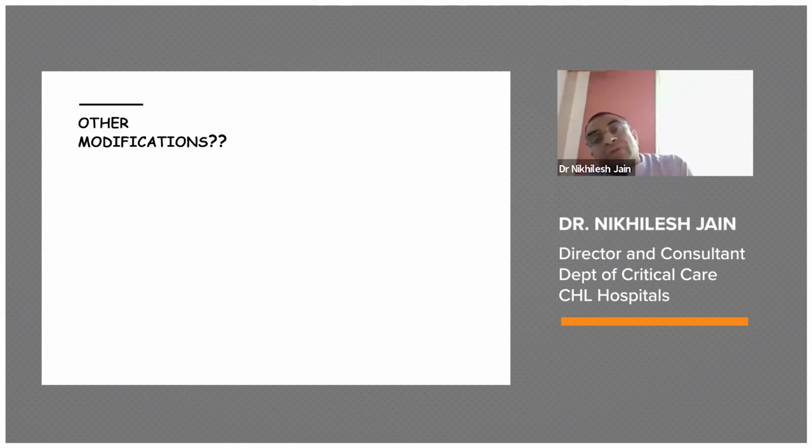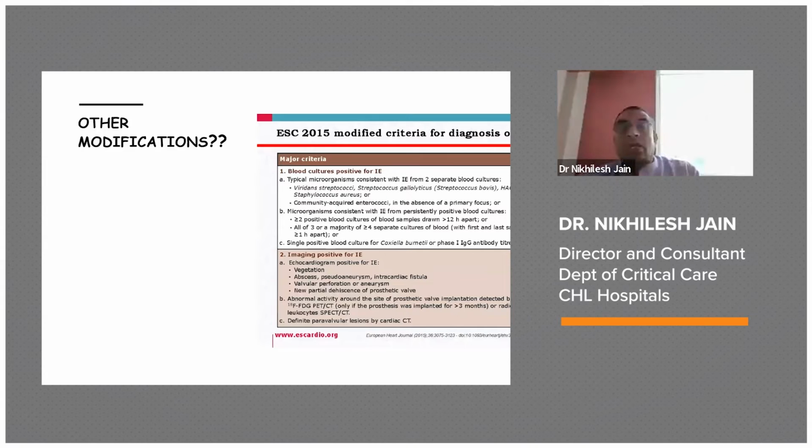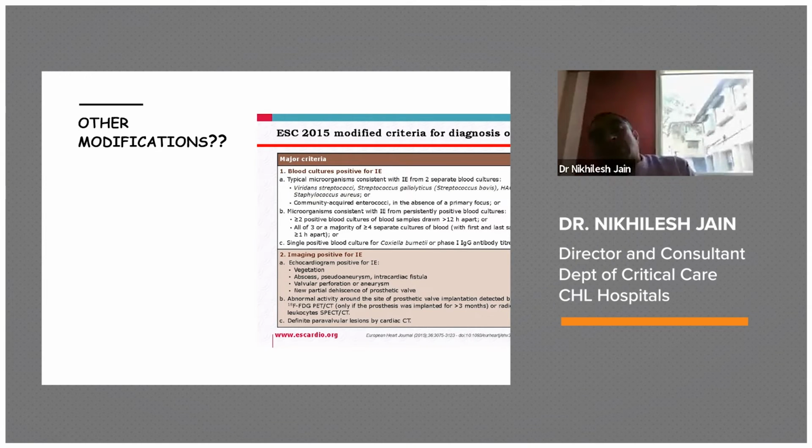This is a 2015 modification from the European Society of Cardiology. Now these are the modified criteria. Major criteria include blood cultures positive for microorganisms consistent with infective endocarditis from two separate blood cultures, or persistently positive blood cultures, which would include two or more positive blood cultures of samples drawn more than 12 hours apart, or all of three or a majority of four or more separate cultures, with the first and last samples drawn at least 1 hour apart. Or you can have a single positive blood culture for Coxiella burnetii or phase 1 IgG antibody titer more than 1:800.